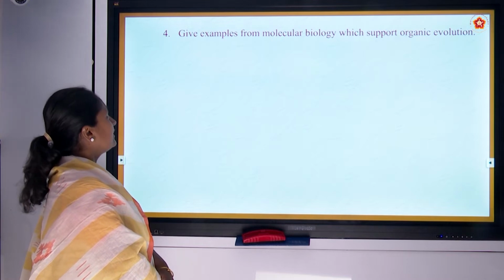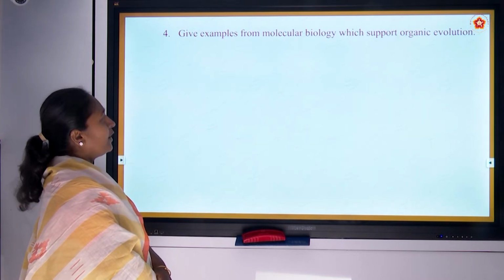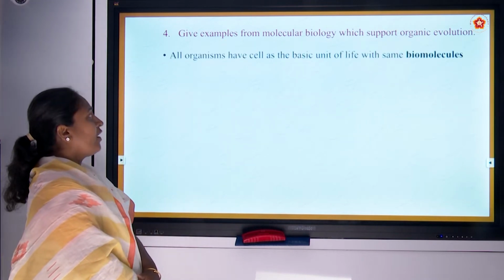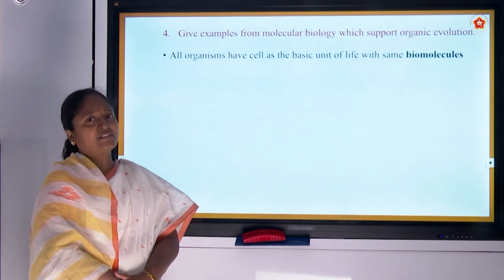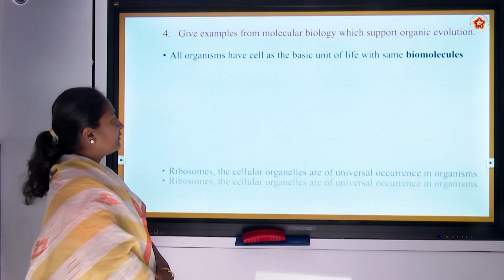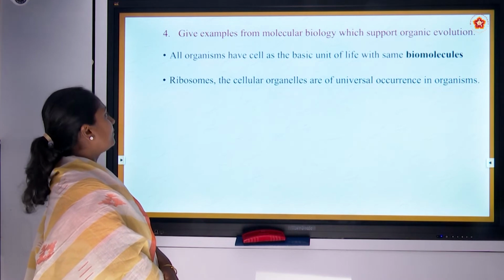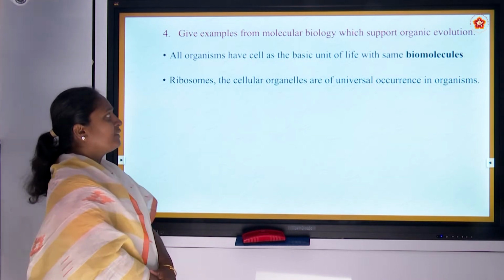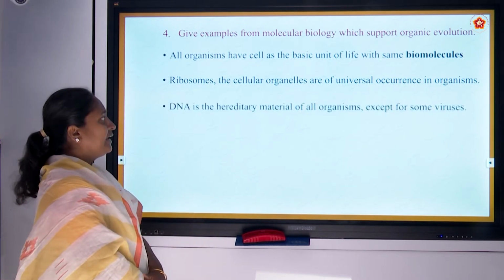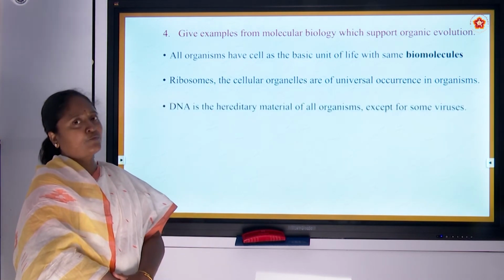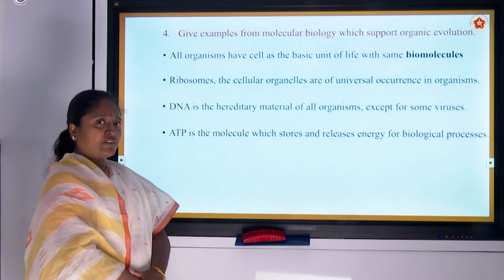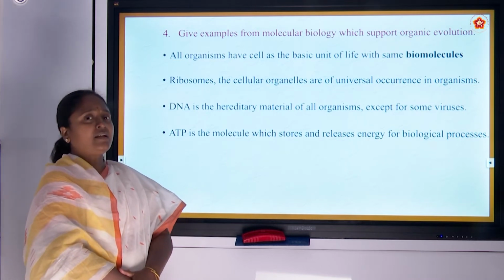The fourth question is, give examples from molecular biology which support organic evolution. All the organisms have a cell, which is the basic structural and functional unit of an organism, and which has the same biomolecules. Ribosome is the cell organelle which is universally present in all organisms. DNA is the hereditary material, except in a few viruses, but DNA is the genetic material. ATP is the molecule which provides energy for the organism.